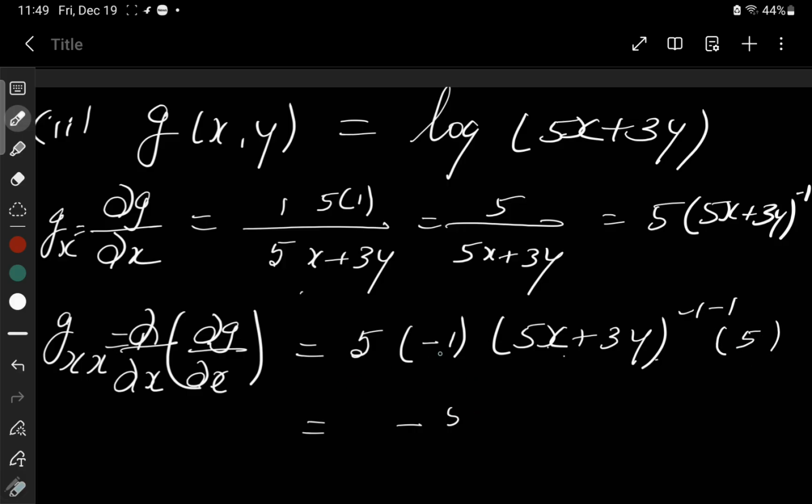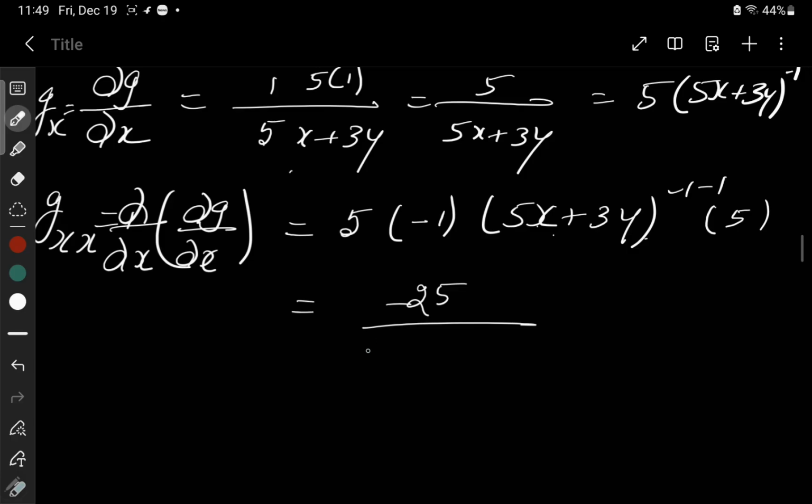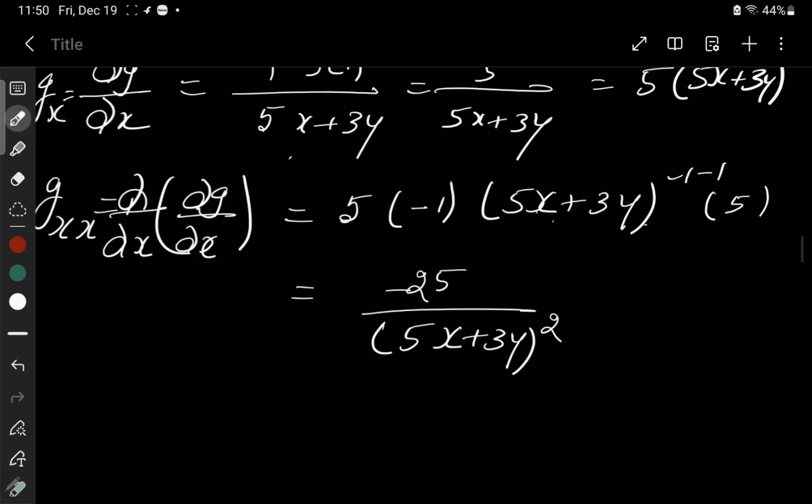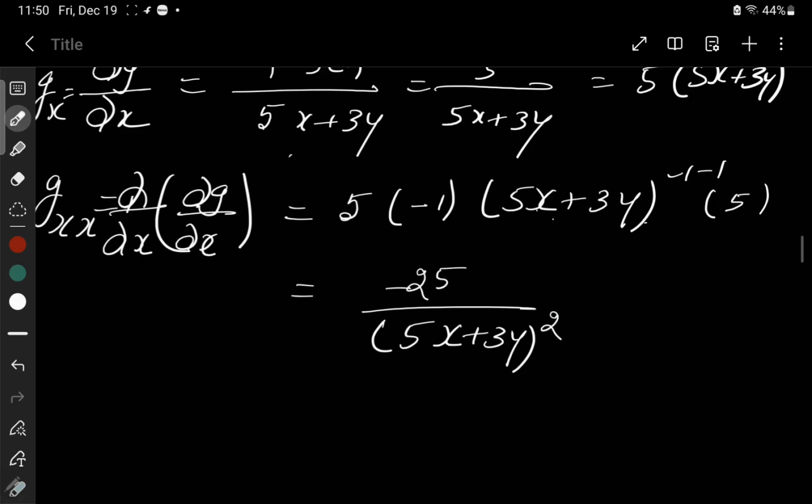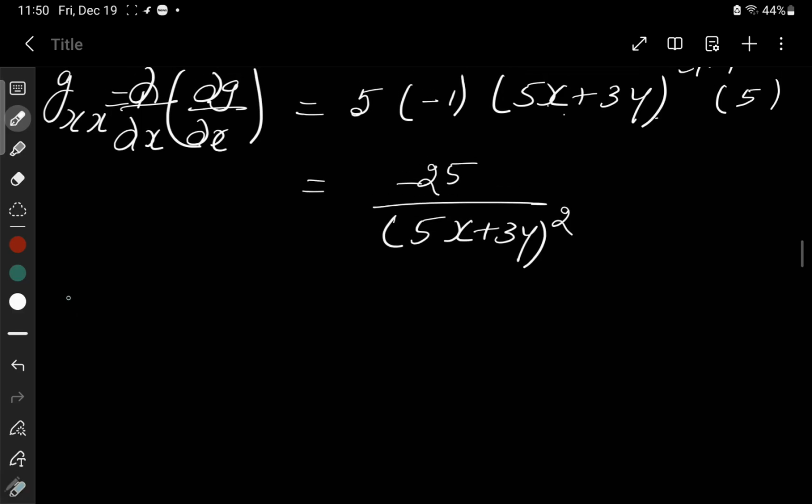So minus 1, 5 5s are 25. So minus 25 by (5x plus 3y) the whole power minus 2, that is whole square. So the answer is minus 25 by (5x plus 3y) the whole square. Now gy, dou g by dou y.